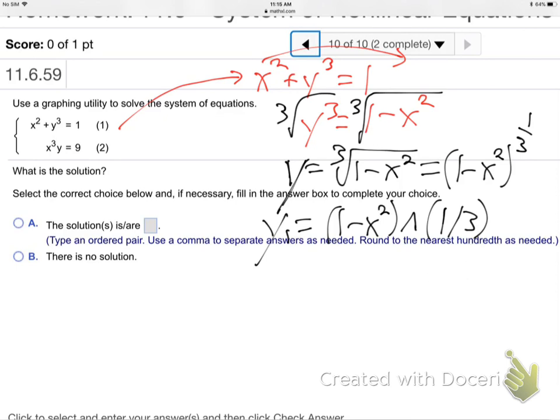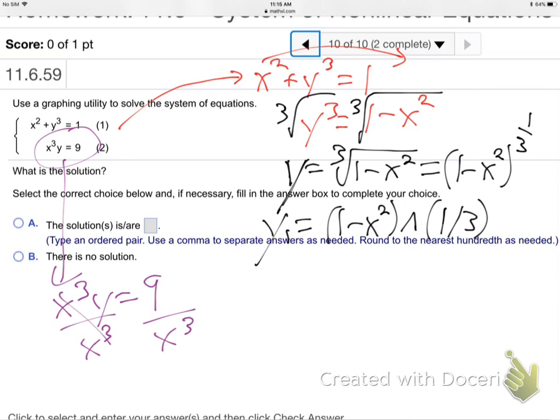So do that. That would be y1. Then y2 is y equals 9 divided by x cubed. So y is 9 over x cubed. Put that in. That would be y2, 9 divided by x to the third. So put in y1, y2, graph it, intersect. I don't remember what the answers are, but you can do it.